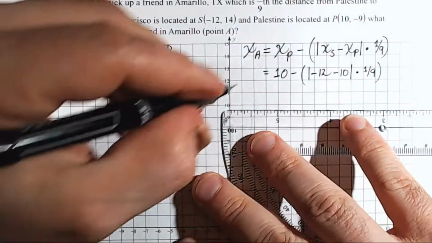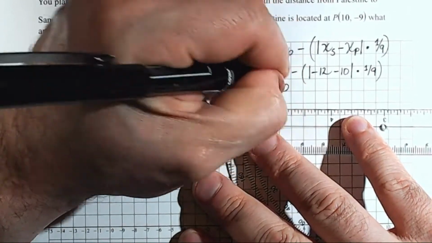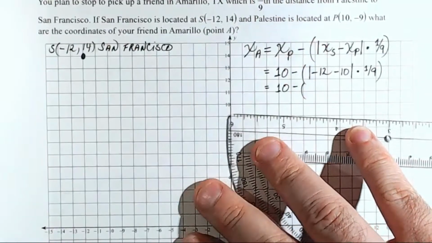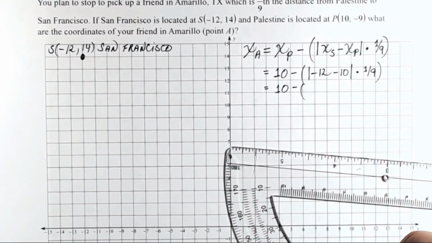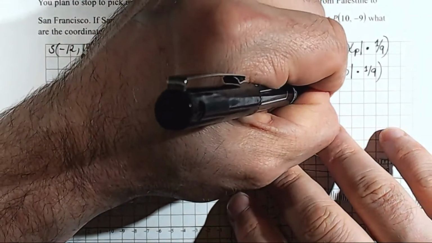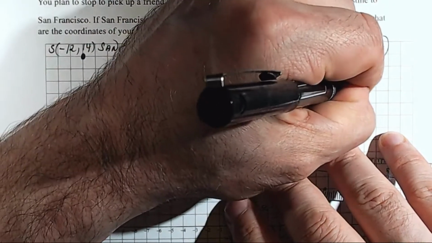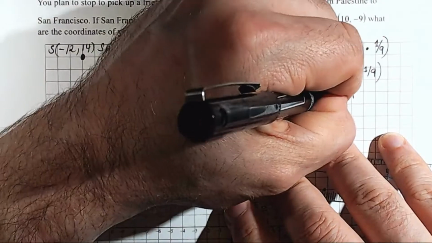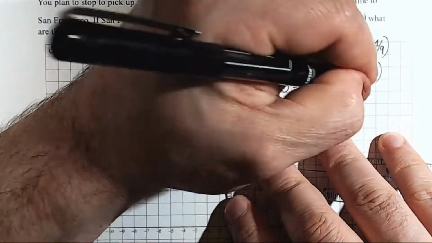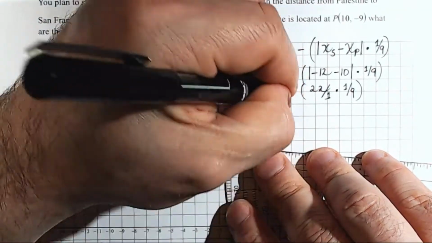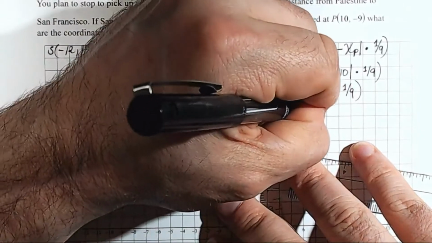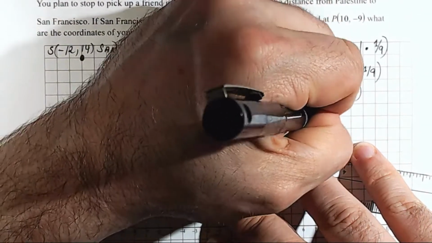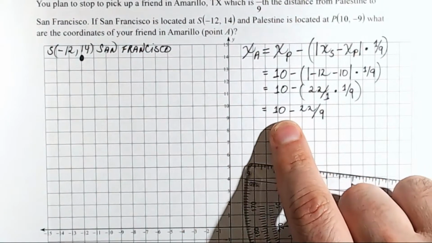Close the parentheses off, and that is equal to 10 minus, open parentheses. Now, negative 12 minus 10 is negative 22. You take the absolute value of negative 22, and you get positive 22. We can drop the absolute value bars at that point, times 1/9. So that's 22 over 1 times 1/9. Okay, so let's go ahead and rewrite 10 minus 22 times 1 is 22. 1 times 9 is 9. So 22/9. Now, wouldn't it be nice if we had a common denominator?